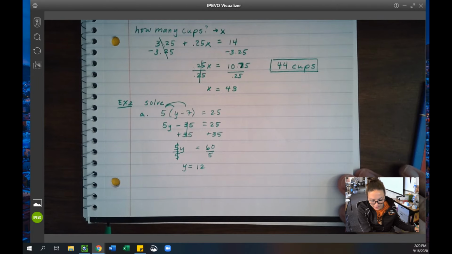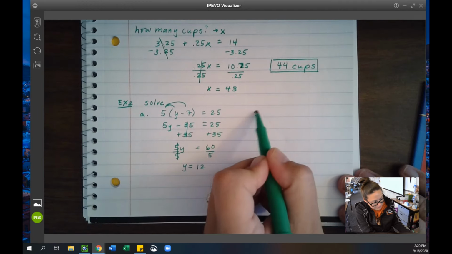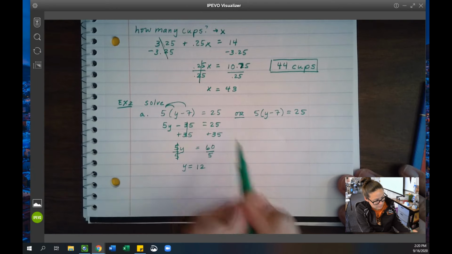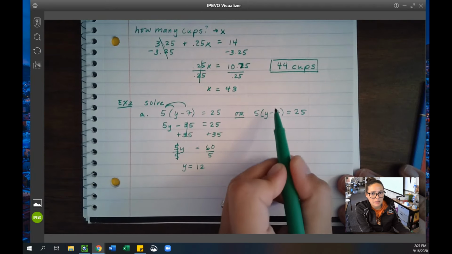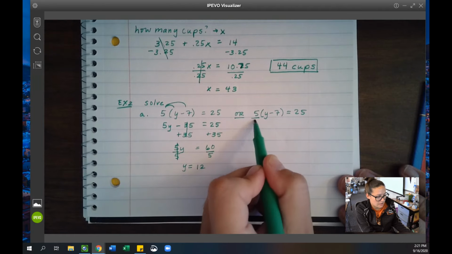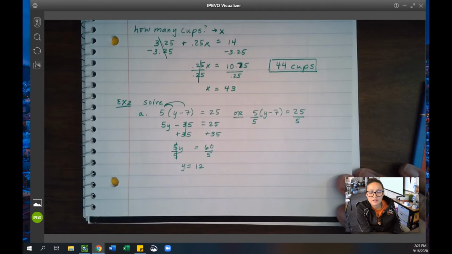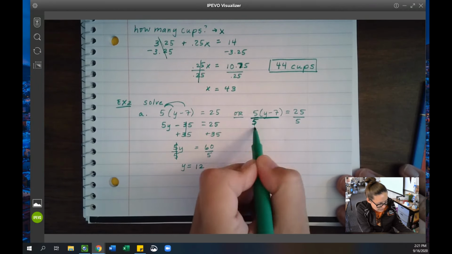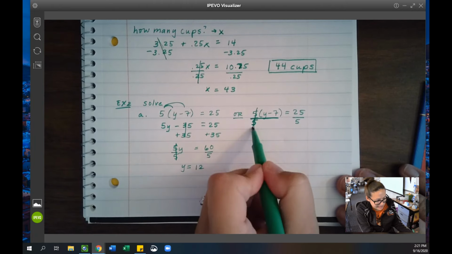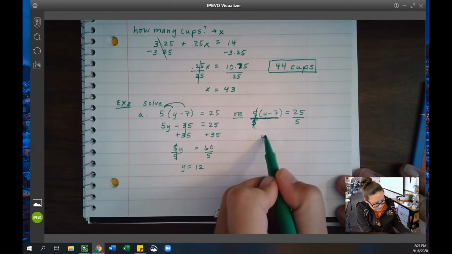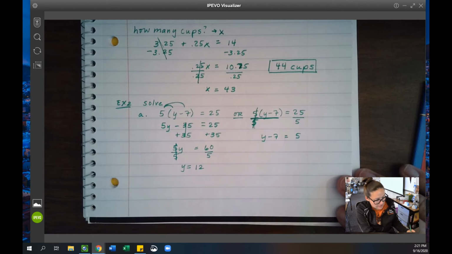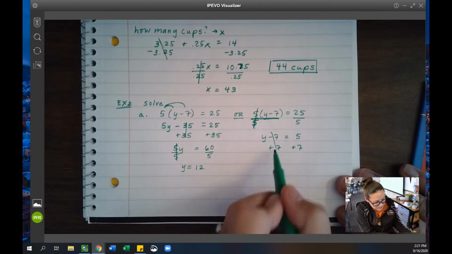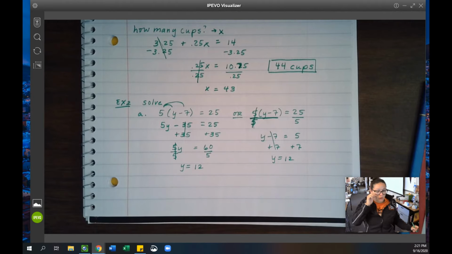Okay, here's the other way you can do it. Since this 5 is being multiplied to the whole thing, I can actually divide by 5. Technically, I'm dividing this whole thing by 5. And I get 5 over 5, which cancels that out. So I'm just left with y minus 7 equals 5. And now all I have to do is add 7. And just like before, I get y equals 12.